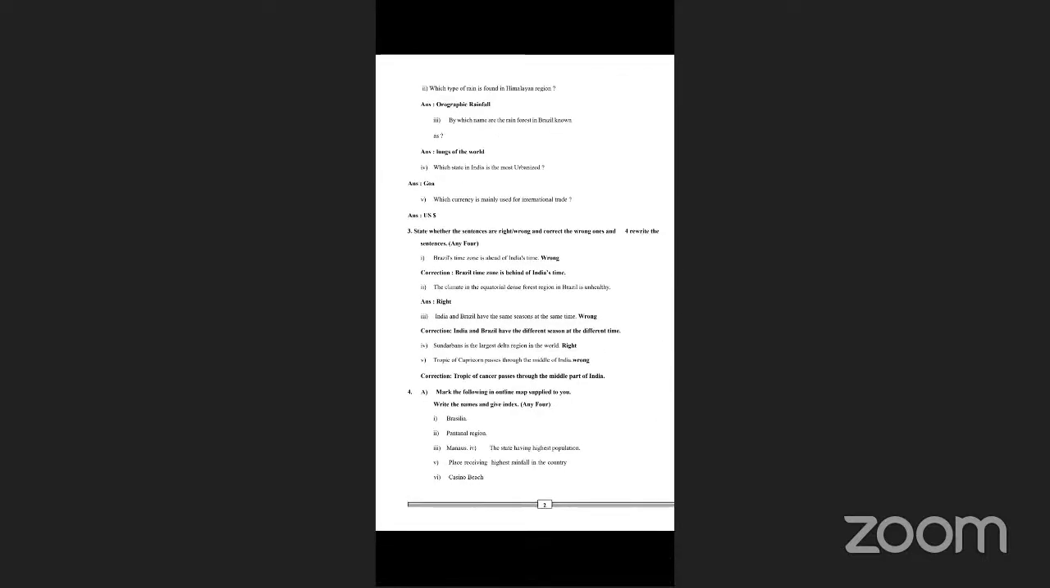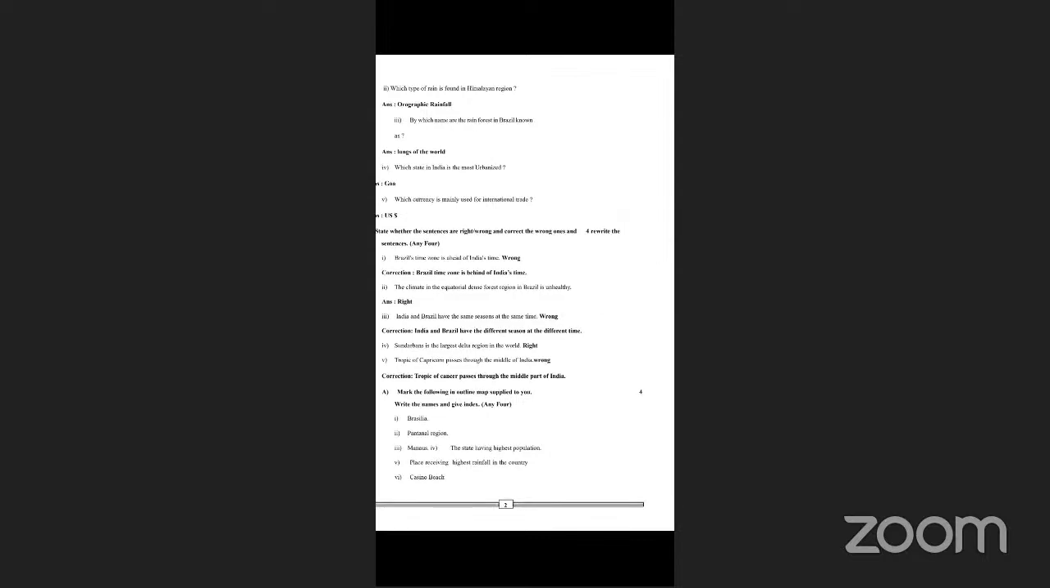We will discuss the same. I will share for you all the map that's solved by me on your group. Now we discuss the next question.